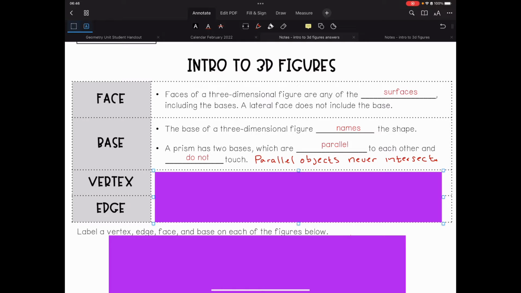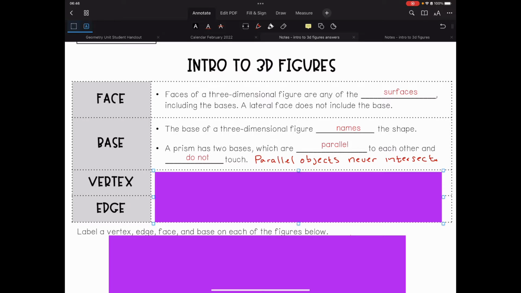Now, if you don't know what parallel means, things that are parallel are objects that never intersect. They're always the same distance apart. So one example of that would be train tracks. Trains run on rails and the rails are always parallel. They never cross over. If you look at a door frame, the left and the right side of the door frame are parallel. They're always the same distance apart.